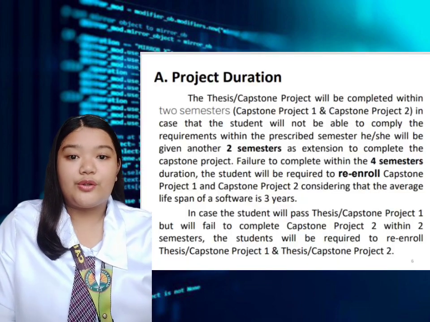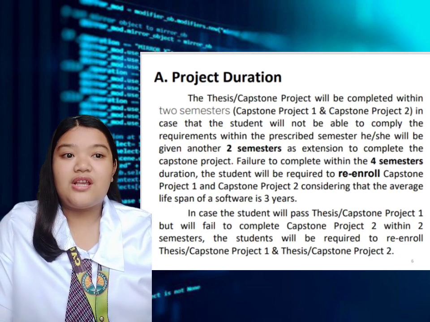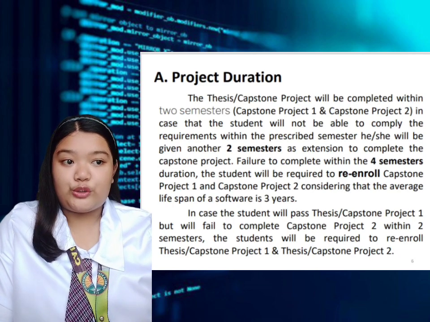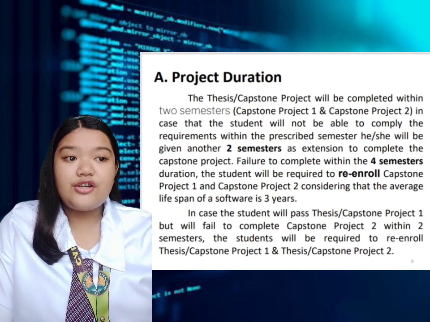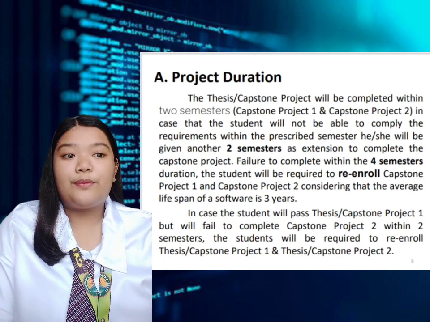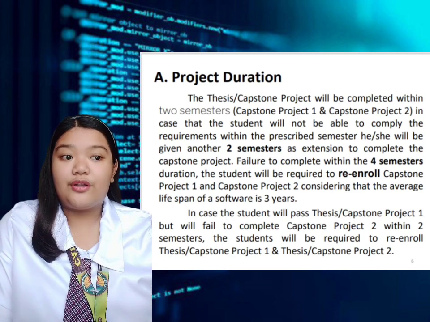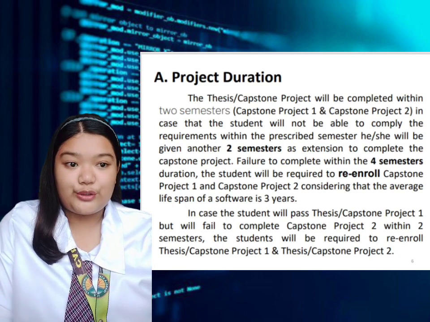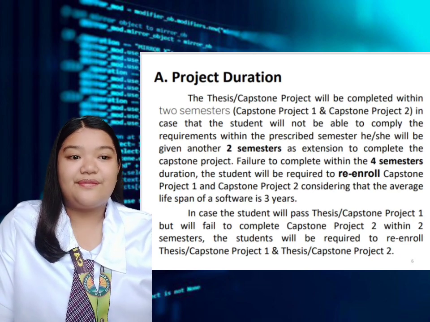Project duration. The thesis or capstone project will be completed within 2 semesters, Capstone Project 1 and Capstone Project 2. In case the student will not be able to comply with the requirements within the prescribed semesters, he or she will be given another 2 semesters as extension to complete the capstone project. Failure to complete within the 4 semester duration, the student will be required to re-enroll Capstone Project 1 and Capstone Project 2. Consider that the average lifespan of a software is 3 years.